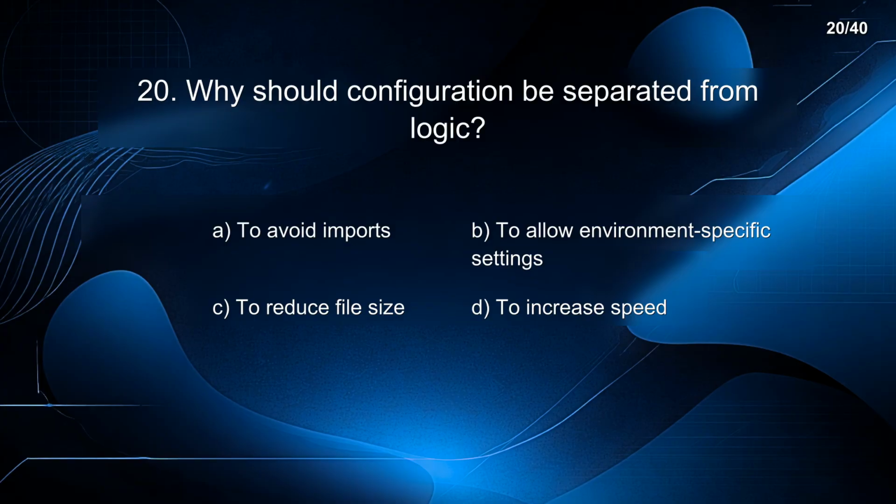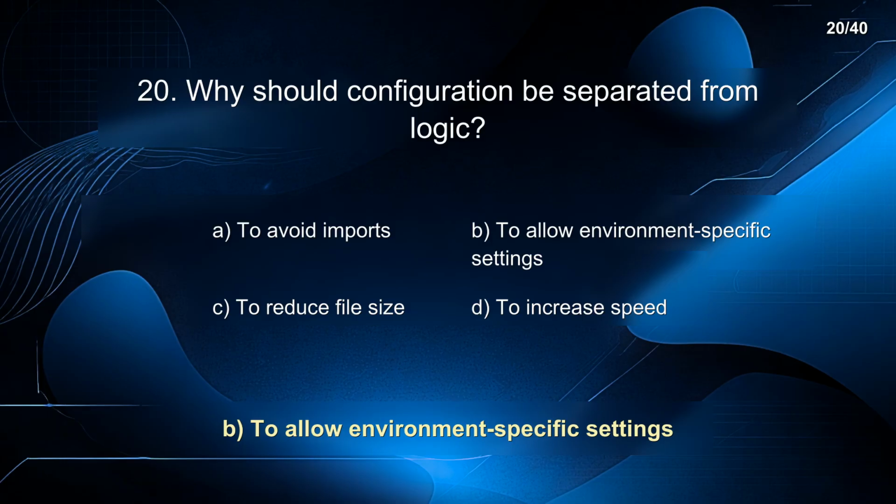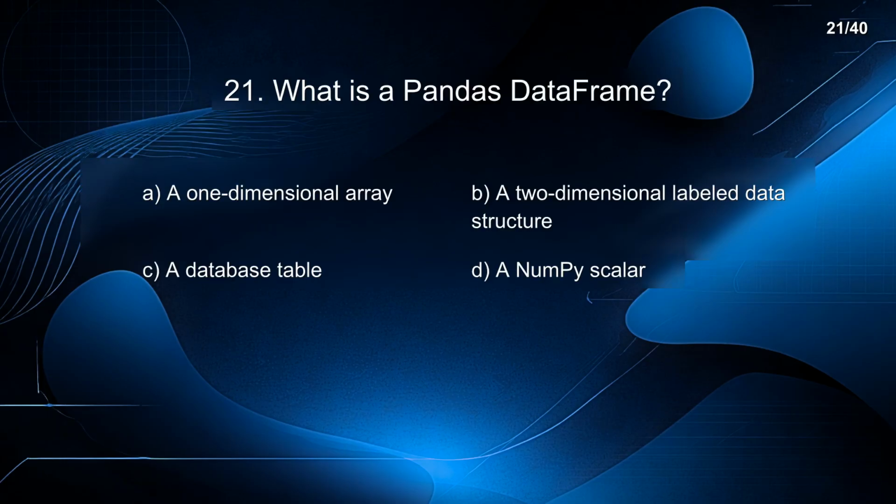Correct answer is B. To allow environment-specific settings. 21st question. What is a pandas DataFrame? A. A one-dimensional array. B. A two-dimensional labeled data structure. C. A database table. D. A NumPy scalar.